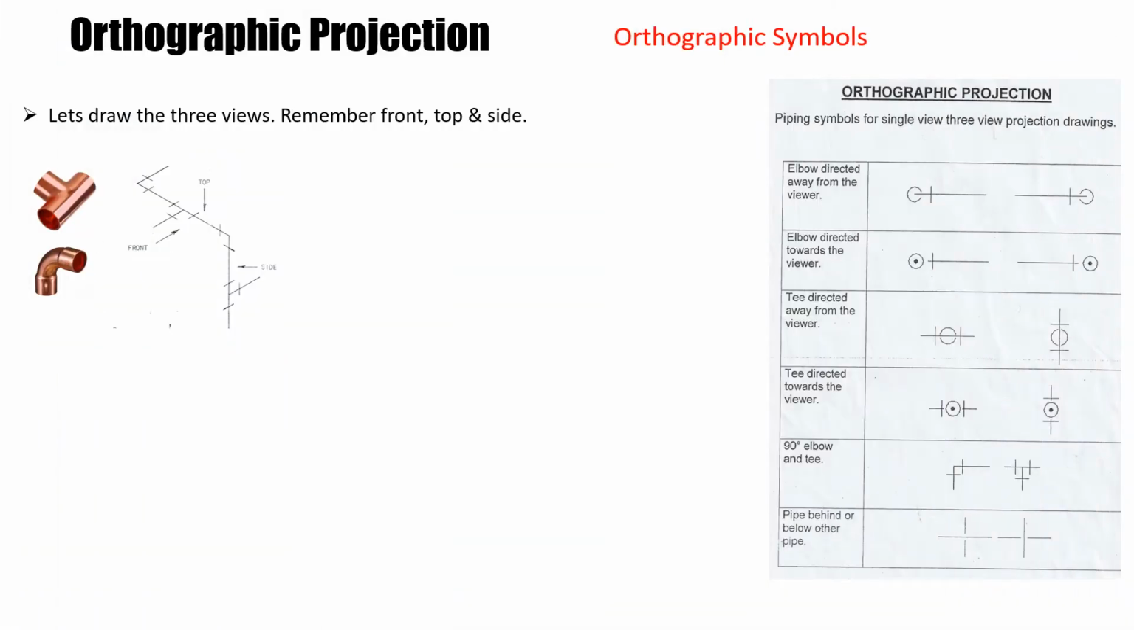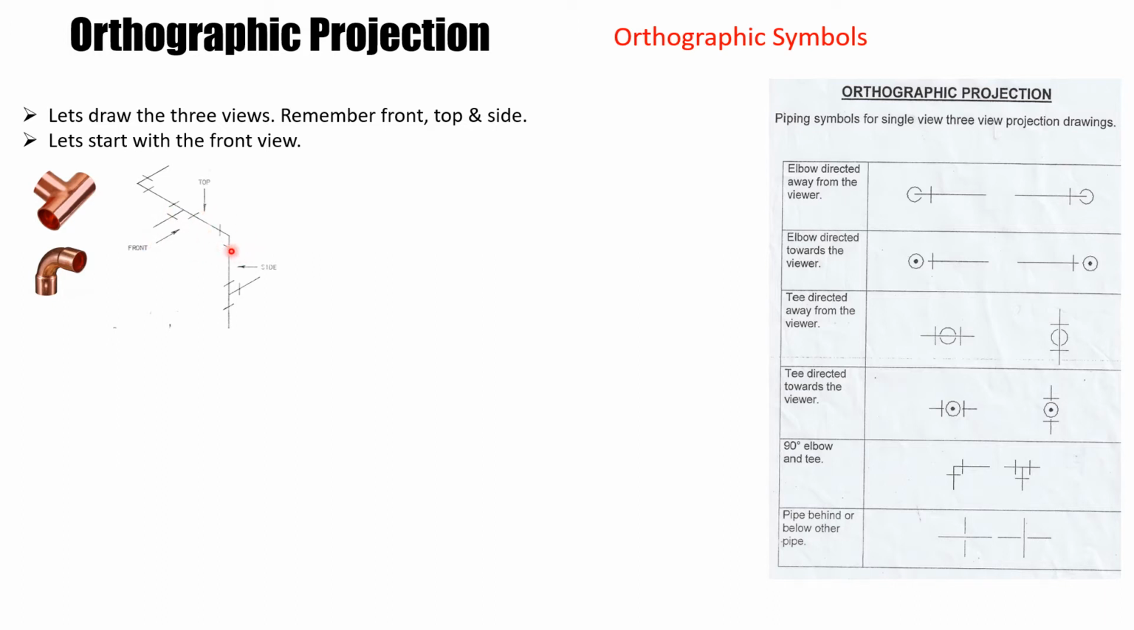Let's draw the three views. Remember, top, front, and the side. So we're going to start with the front view of this. If we're looking directly onto this drawing here, again, I like to start left to right, and it's your total preference, whatever you want to do. But the front view, what's this 90 doing? This 90 is going away from the viewer. Front view, what's this T doing? Well, the T is coming towards the viewer.